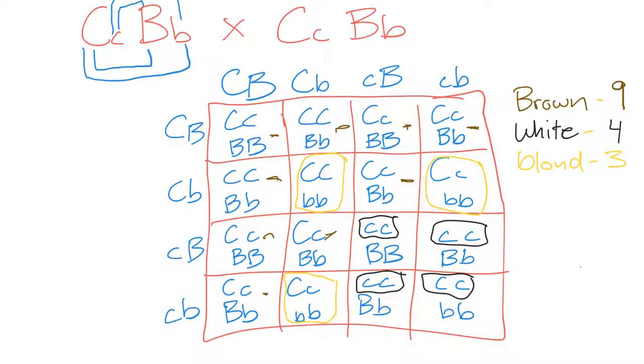Okay, so with epistasis, you don't get the 9:3:3:1 ratio where the two traits were independent of each other. You have one gene affecting another gene, so it's a different ratio. Okay? All right, that's all we're going to do on this.